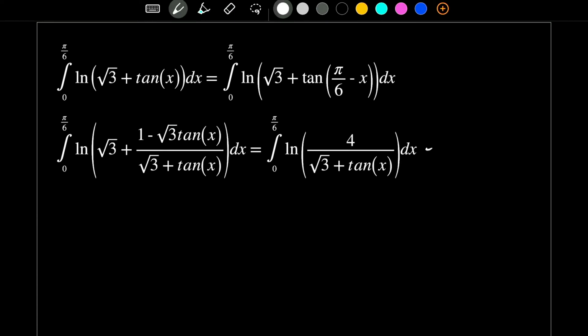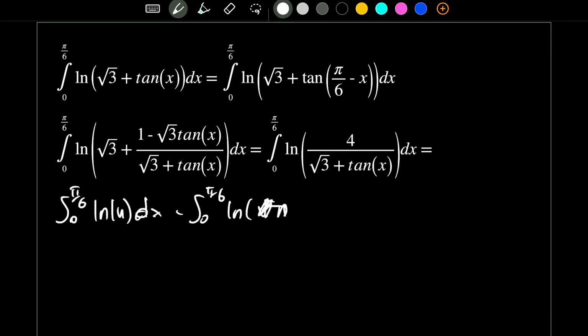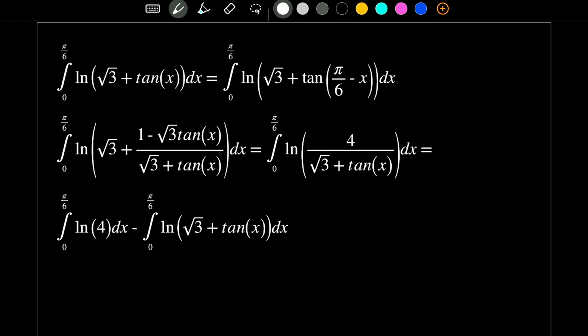Next up, we can split this log up into two pieces. We can use log rules, like the log of a over b is equal to the log of a minus the log of b, so pretty basic stuff there. We can use that to get the integral from 0 to pi over 6 of the natural log of 4 dx minus the integral from 0 to pi over 6 of the natural log of square root of 3 plus tangent of x dx. And now we can see something nice.